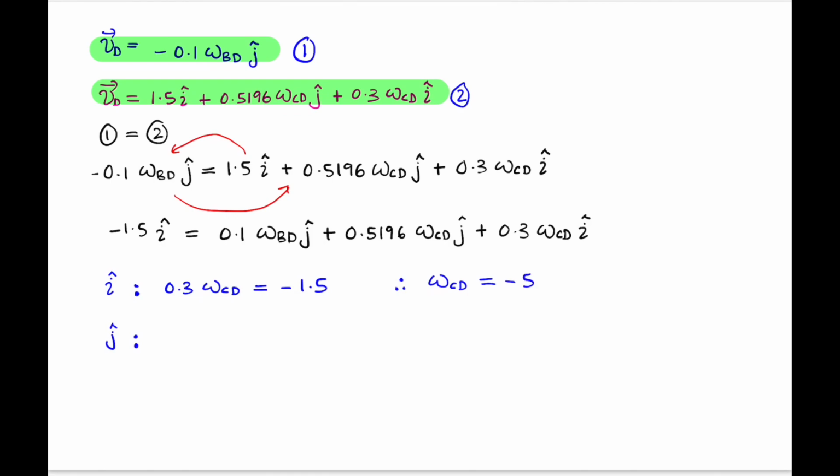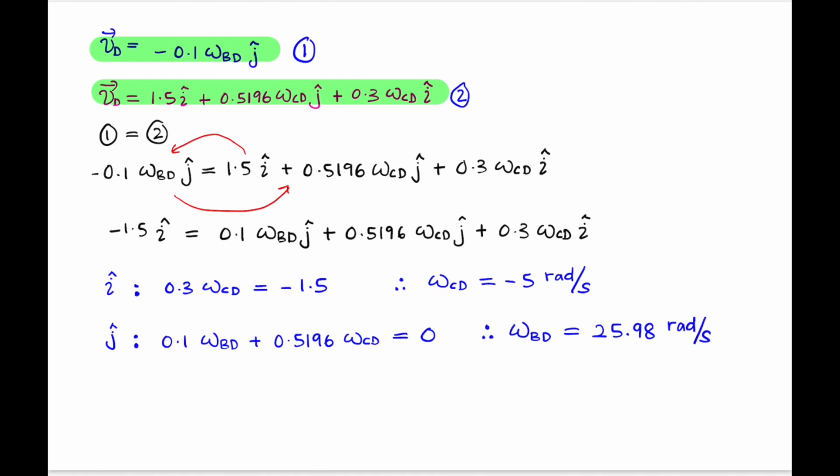You can already solve the first equation to get omega CD equals minus 5 rad per second. Substitute this value in the J equation to get omega BD equals 25.98 rad per second.